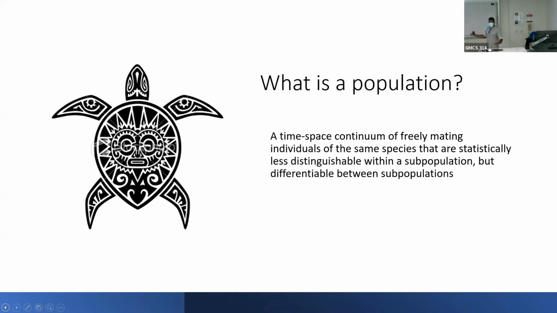Freely mating individuals, so these are individuals that can mate with each other from one species, that are statistically less distinguishable. Individuals that might be in the same point in time and space might be more similar to each other genetically, whereas individuals that are far away from each other or exist over different generations might be different from each other. So it's a very general definition of what exactly a population is.